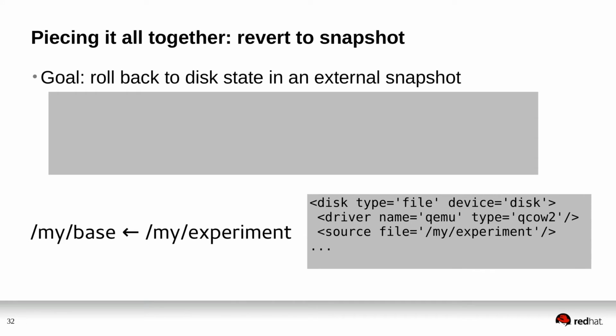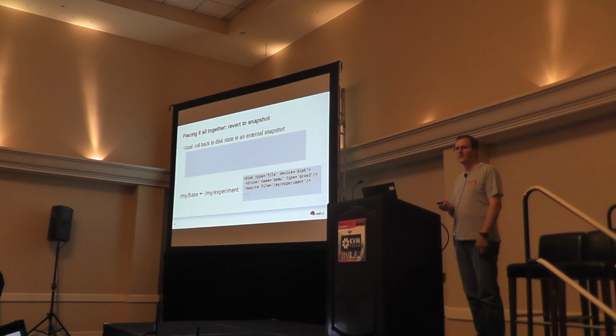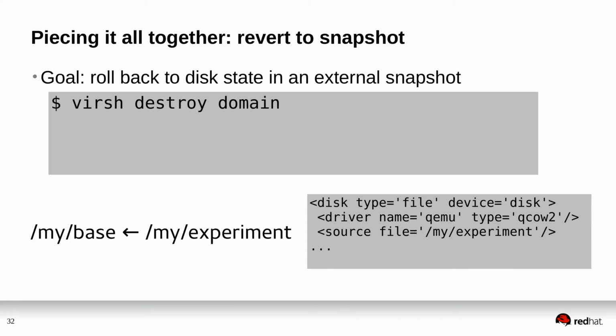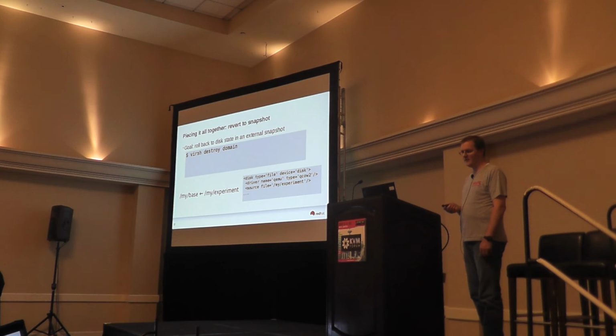Now that we have this backup, how do we revert to it? So I took a snapshot. I created a file named my experiment, which is going to be the delta since my snapshot, and did something to my guest. And I didn't like that experiment. I want to roll back to my base image. So the first thing, since we're going to be rolling back, we don't need the guest running anymore. Destroy it, which in virsh terminology is stop it.